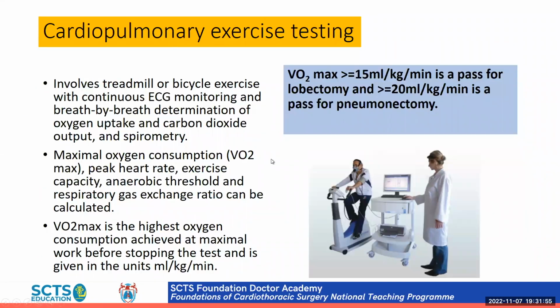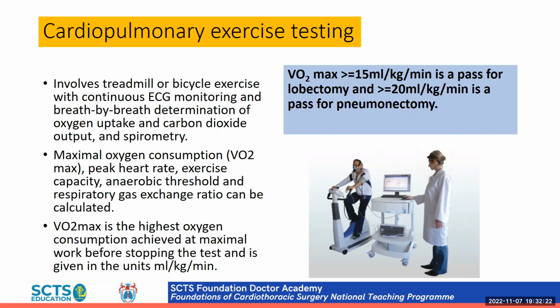Now, a much more accurate test, obviously, if the patient is able to cycle, so they have to have good knees and they have to have reasonable hips and they have to be able to cycle. Some labs use a treadmill, but most labs use a bicycle exercise. And you'll have continuous ECG monitoring, and you'll have this mask which calculates all the oxygen and carbon dioxide that comes out. And you have also the spirometry.